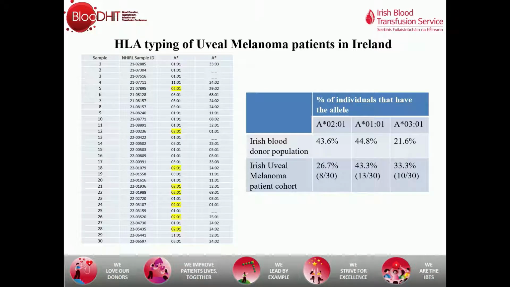So if we look at the comparison with the Irish blood donor population, where A0201 would be present in 43.6% of individuals, in our patient cohort, that was actually only 26.7%. The other A0101 and A0301 are here just to give you a comparison of frequency. So A0101, 44.8%, and in the patient group it would be 43.3%, so pretty much in line. And then the opposite way around for A0301, where it's lower in the blood donor population and higher in the patient. But as I said, it's only a cohort of 30 patients that we've looked at over the last year.